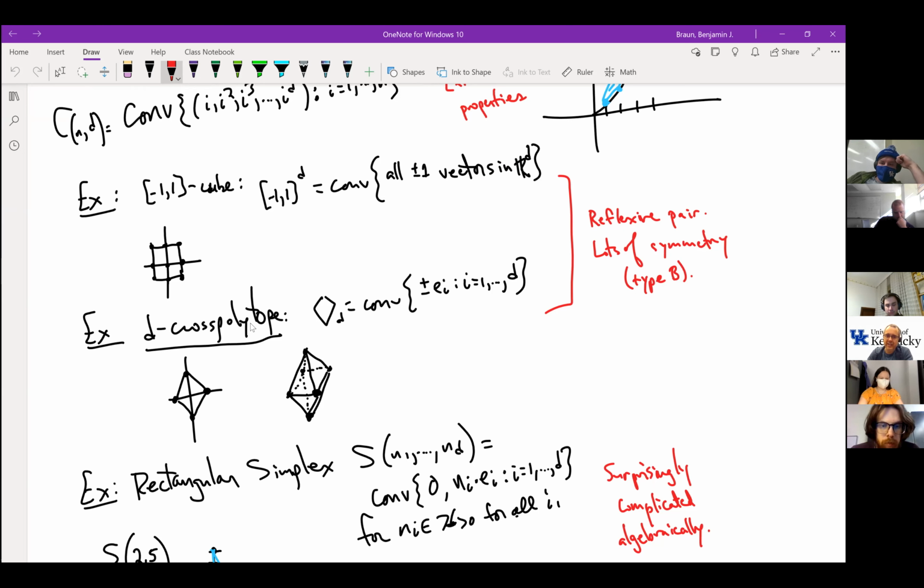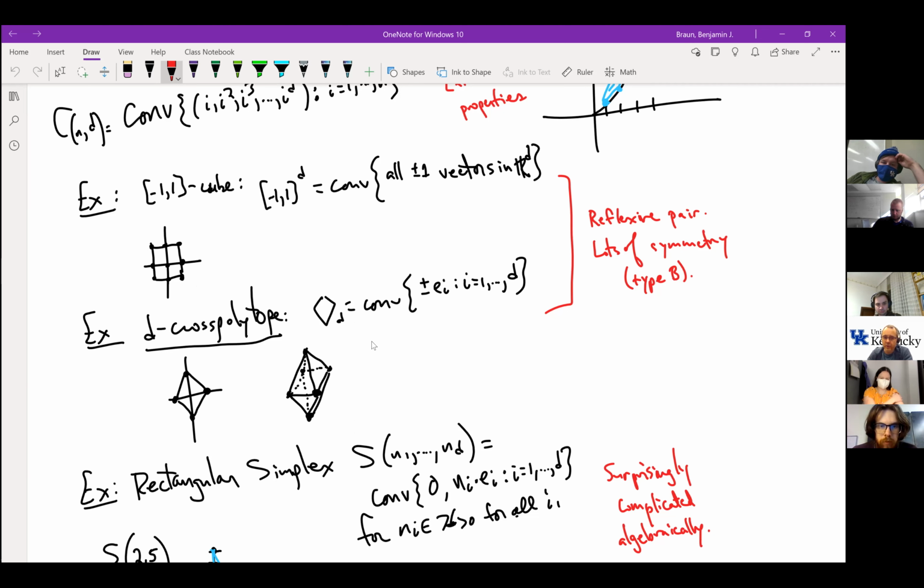And then there's also the d cross polytope, diamond sub d. That's the convex hull of all the standard basis vectors and their negatives from 1 to d. So in R2, you can see we have E1 and minus E1, E2 and minus E2. In R3, we have E1, minus E1, E2, minus E2, and E3, minus E3. Notice that the origin is inside that three-dimensional picture, though I didn't draw it so as not to muddy it up. But the cross polytopes and the [-1,1] cubes do contain the origin in their interior.